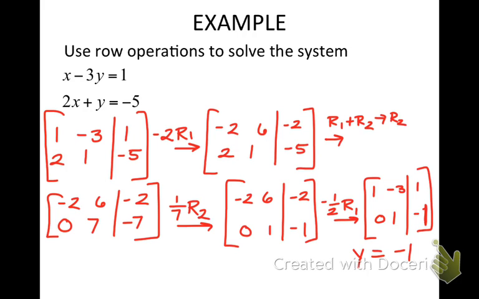Now if y equals negative 1, how could we solve for x? Yeah, plug it back in. Well, what would this look like as an equation? Yeah, x minus 3y equals 1. And we just said y equals negative 1. So negative 3 times negative 1 would be a positive 3.